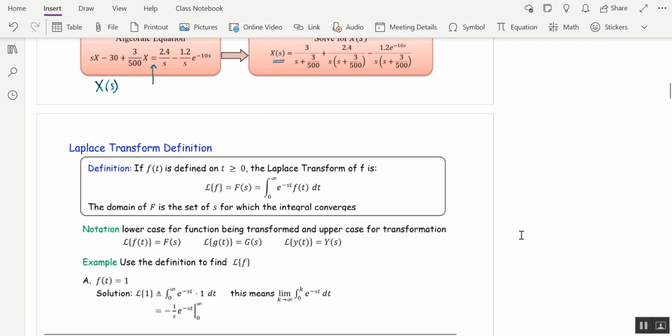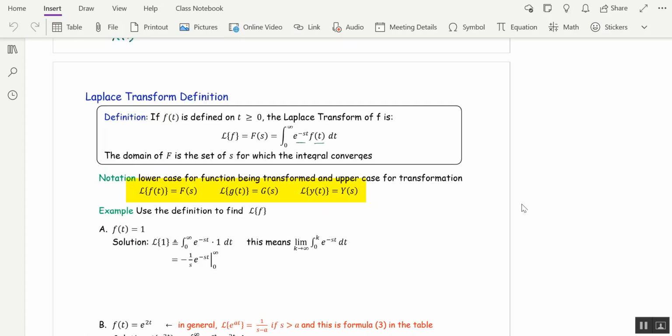Okay, let's look at the definition of the Laplace transform. Typically, we're going to be looking at a function, little f, defined on t greater than 0. We take the Laplace transform of this function by integrating from 0 to infinity the function multiplied by e to the negative st dt. And the notation is when we take the Laplace transform of a lowercase variable, we change it to an uppercase variable. And sometimes we'll just do that shorthand.